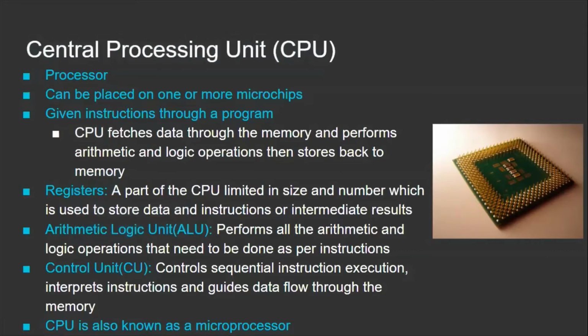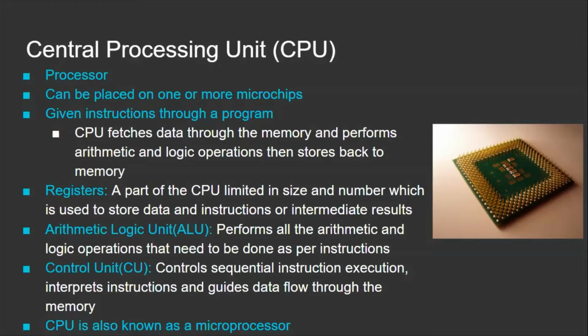Okay, so the central processing unit, or the CPU, is basically the processor of the computer, so it performs most of the important functions that the computer does. It can be placed on one or more microchips, and it's given instruction through a program. So when we write a program, it instructs the CPU to perform certain tasks as per the user's requirement.